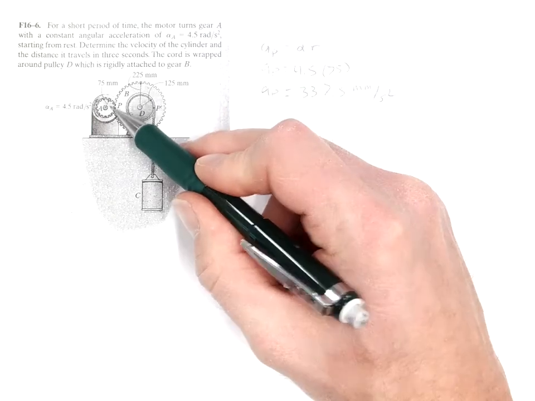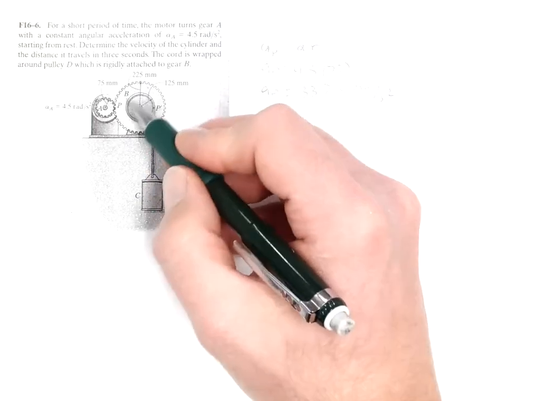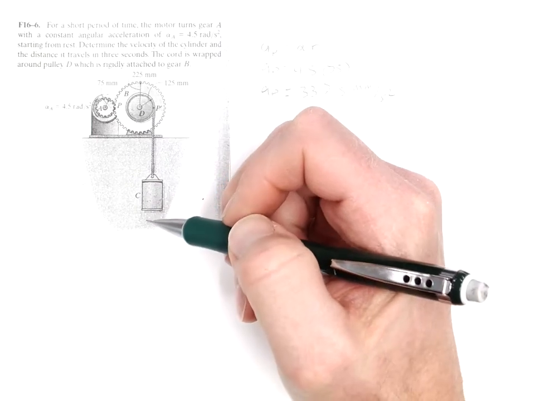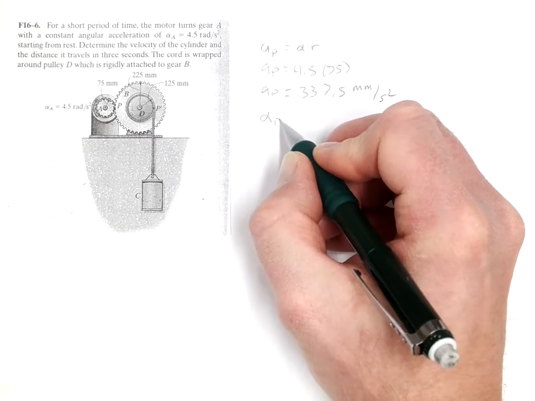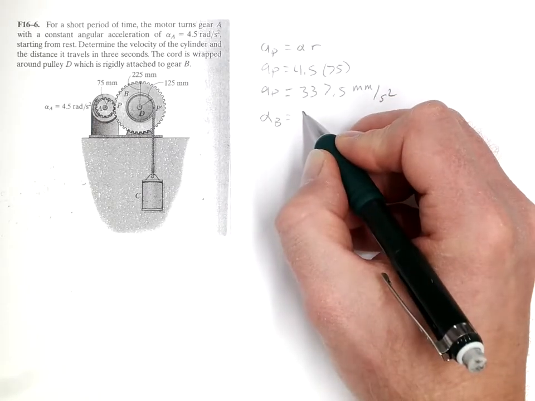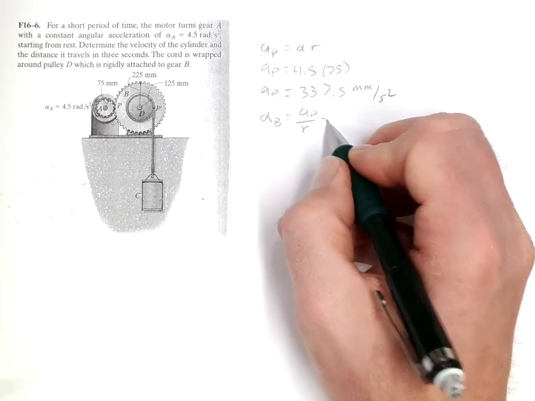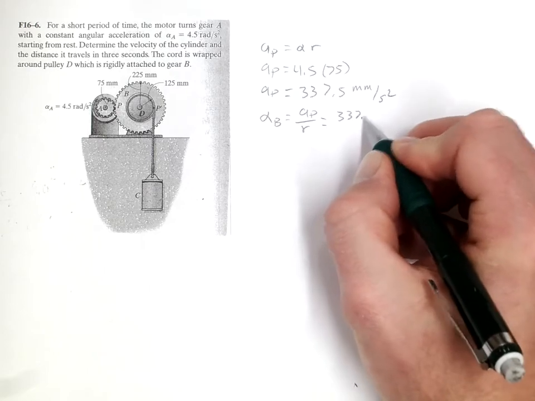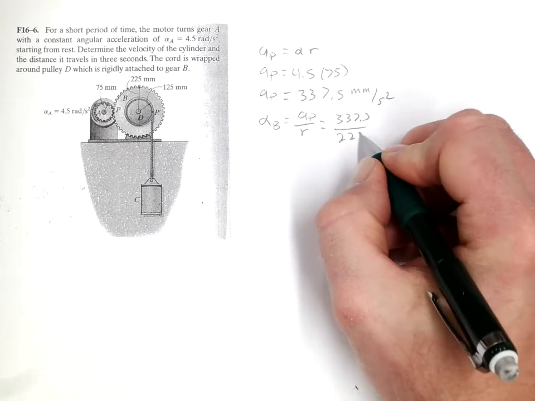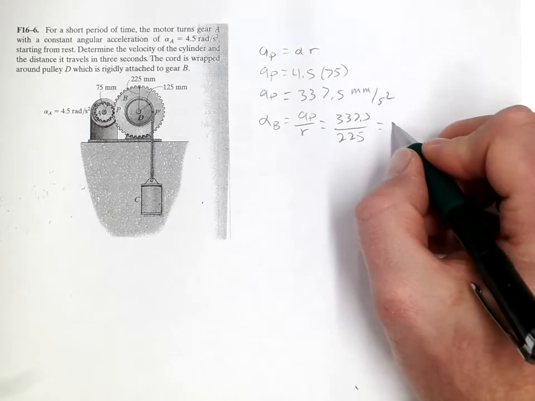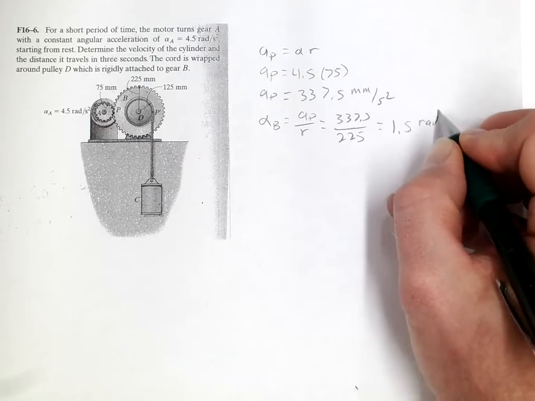And since the AP here is equal to AP there, we can now find the angular acceleration of that by saying that alpha of B is equal to AP over R. So that is 337.5 divided by the new radius of 225, which gives us an alpha of 1.5 radians per second squared.